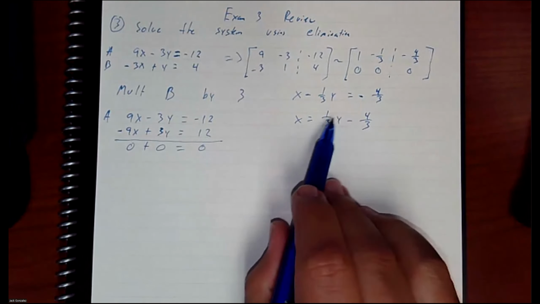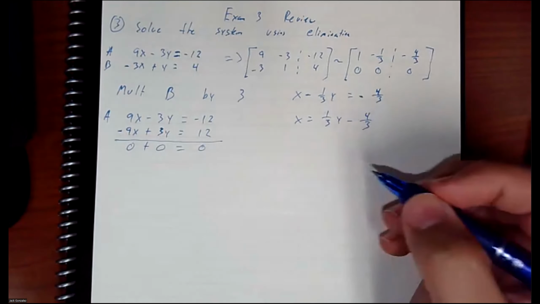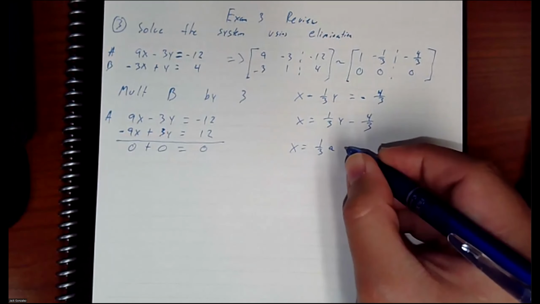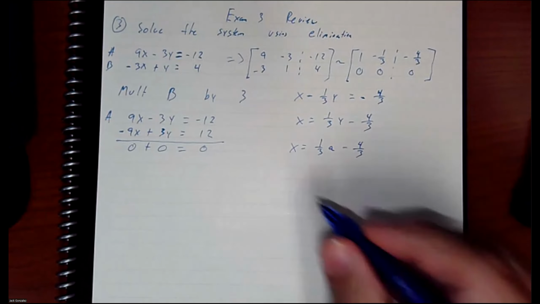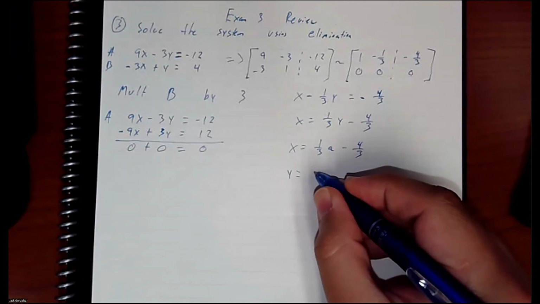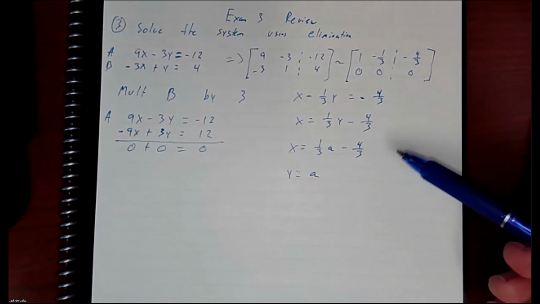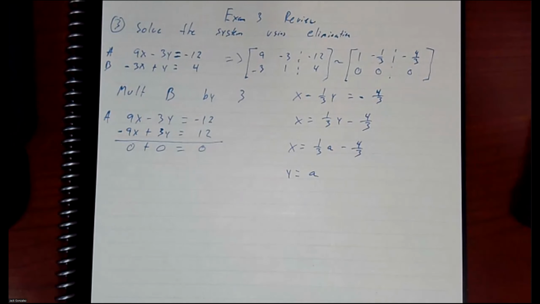So what they want you to do is write it with an a. So what they would do is say x is equal to 1/3 a minus 4/3. And then y would just be a. Which I think is kind of weird, honestly. I think this is sufficient right here. Let me look at the exam really quick to see how the multiple choice is set up. I don't remember.